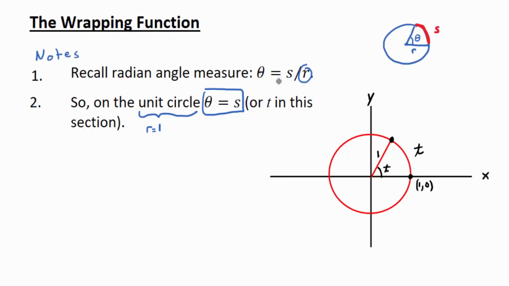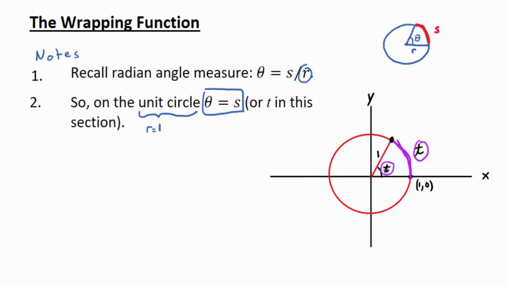In this section, we're going to use T. And the idea is that this arc length T is the same as the S we were talking about a second ago. This crust of the pie here has length T, whatever units we're in. Then the angle measure on the unit circle, because it's radius 1, is going to be T as well.